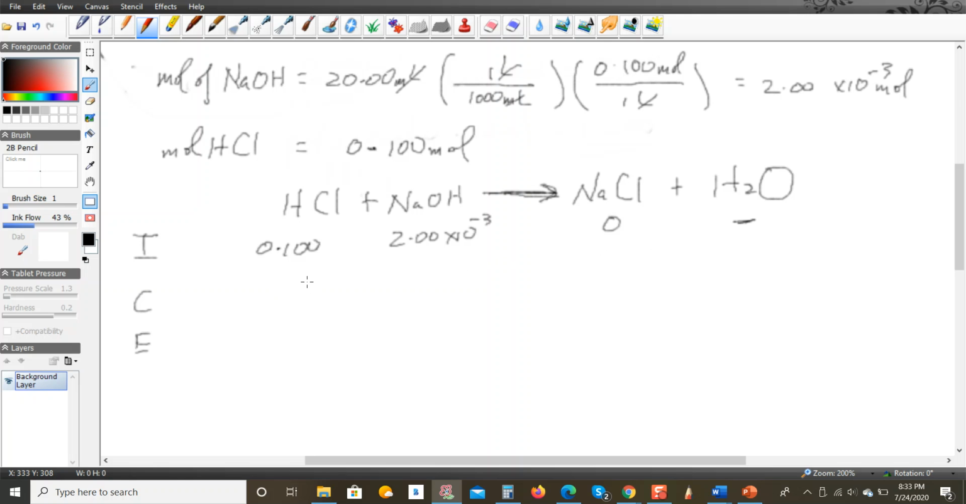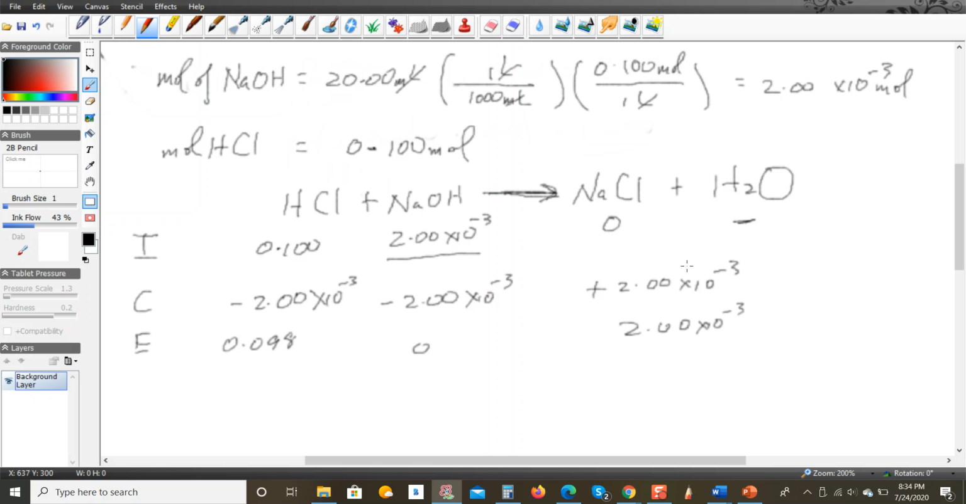The change, okay, so because this reaction goes to completion, that means that the limiting reactant, which is obviously the sodium hydroxide, will be totally used up. So as far as the sodium hydroxide is concerned, the change is minus 2.00 times 10 to the minus 3. And here is going to be the same thing because of the 1-to-1 ratio between those two. And here is going to be plus because, again, the 1-to-1 ratio, in addition to the fact that sodium chloride is being produced. So at the end of this reaction, you're going to have none of that. Here, you're going to have, according to my calculations, 0.098 moles. And here you're going to have 2.00 times 10 to the minus 3.